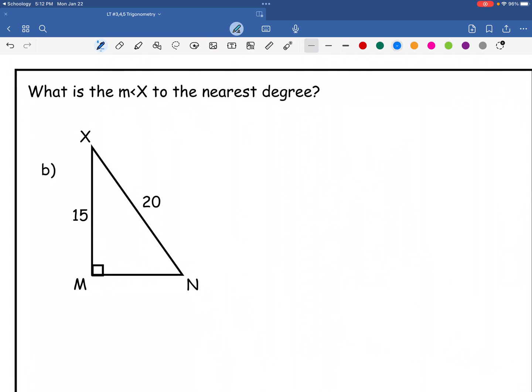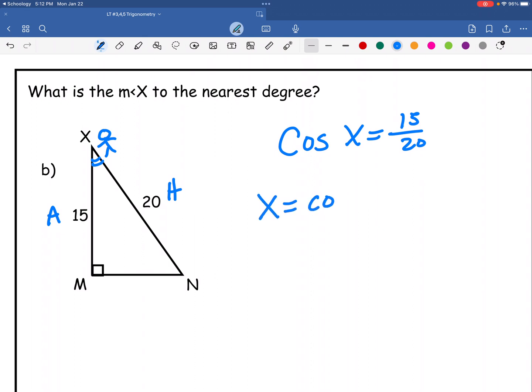So let's see down here. We're going to stand at the angle measure that we want to find, which is x. And if we stand there, let's label the two sides we're given, the hypotenuse and the adjacent. And what trig function uses those two? Cosine. So cosine of x is equal to the adjacent side over the hypotenuse. So to solve for x, we got to take the inverse cosine of 15 over 20. So we do second function cosine, 15 divided by 20, and that gets us 41.4. So x is about 41 degrees.